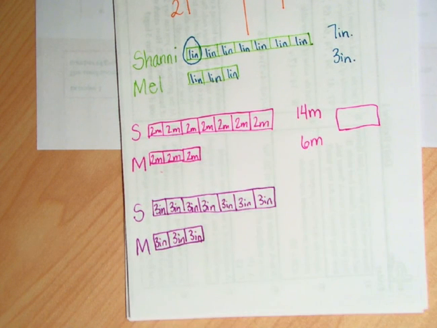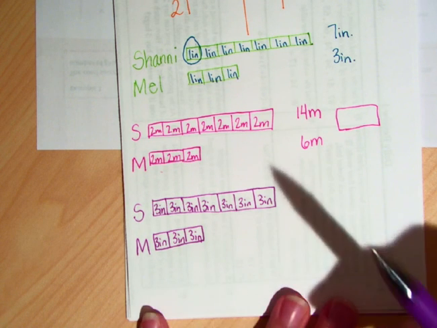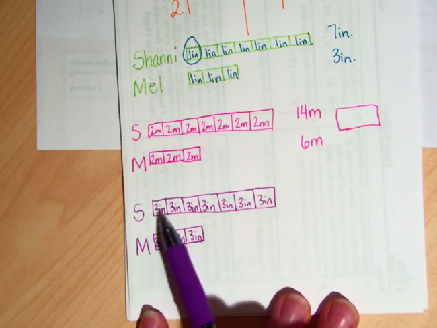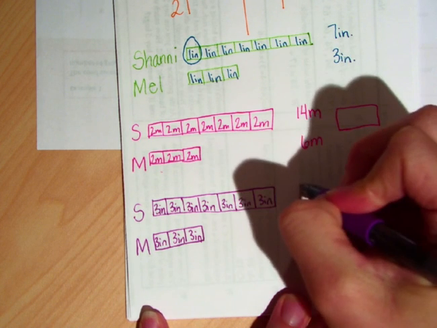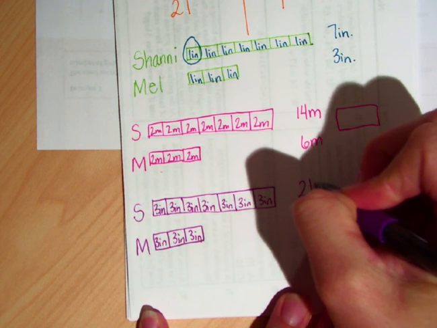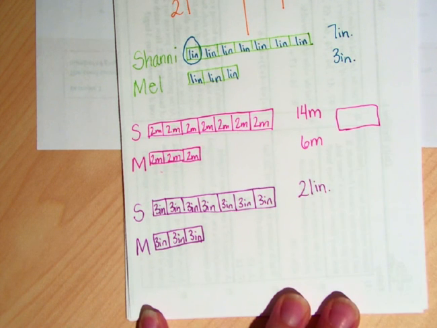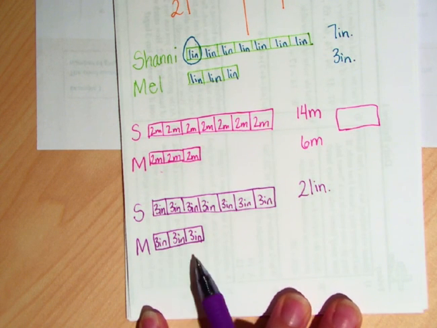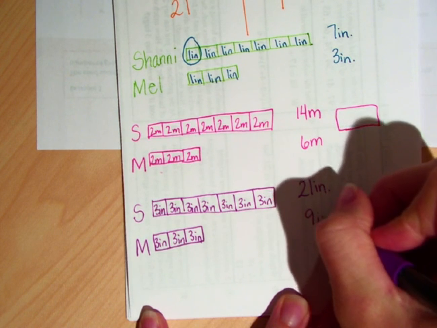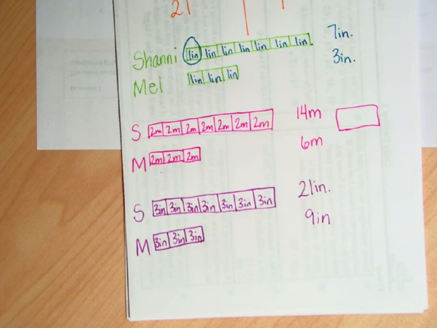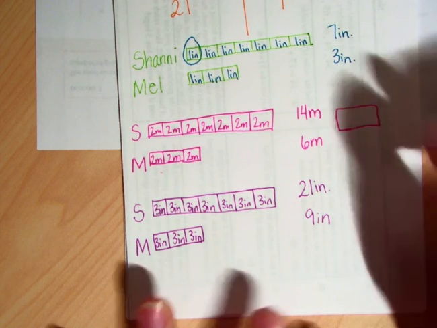All right, if that's the case, how long is Shawnee's ribbon? Well, I'm going to use my multiplication. I know she has 7 units. There are 3 in each one, so hers is going to be 21 inches. Mel has 3 units, 3 in each one. That makes 9 inches.